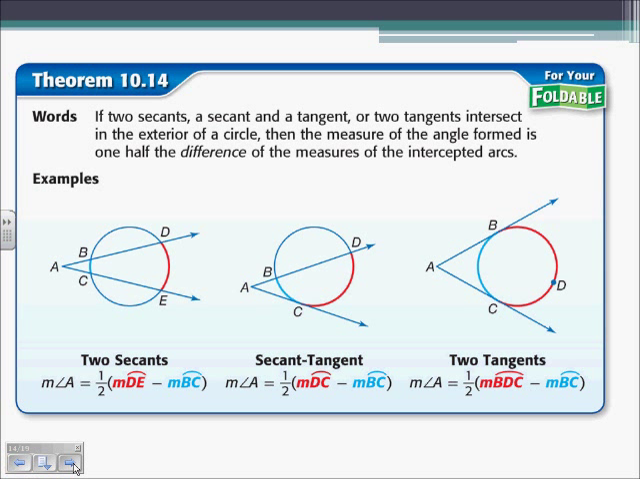So that theorem again: if two secants, a secant and a tangent, or two tangents intersect in the exterior of a circle, then the measure of the angle formed is 1/2 the difference of the measures of the intercepted arcs.